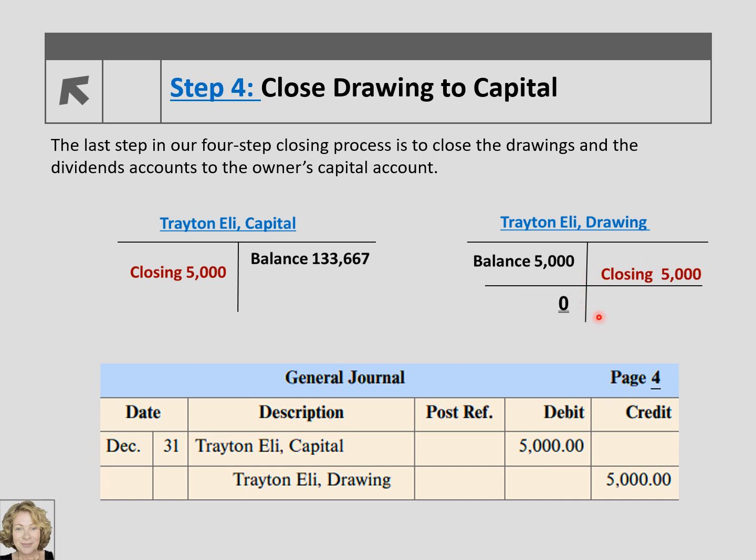Let's write that journal entry into the general journal. We'll write the date into the date columns. And next we'll write Trayton Eli's capital into the description and the amount of $5,000 into the debit column. On the next line, we slightly indent and write Trayton Eli's drawing account into the description column and the amount of $5,000 into the credit column.